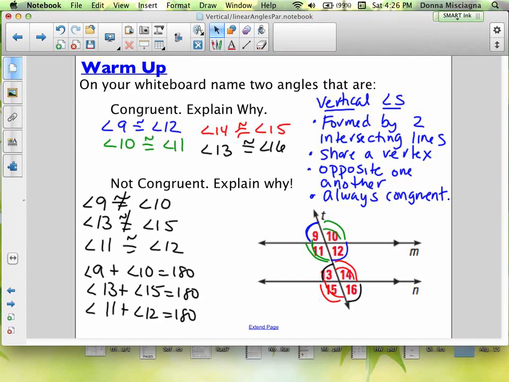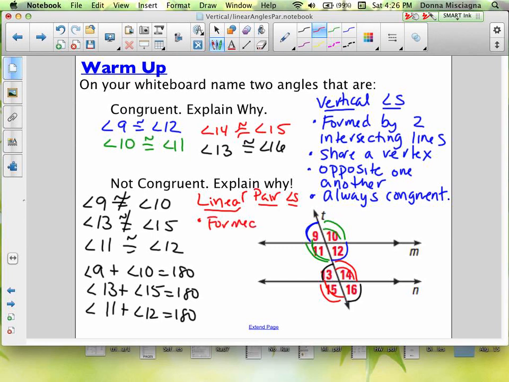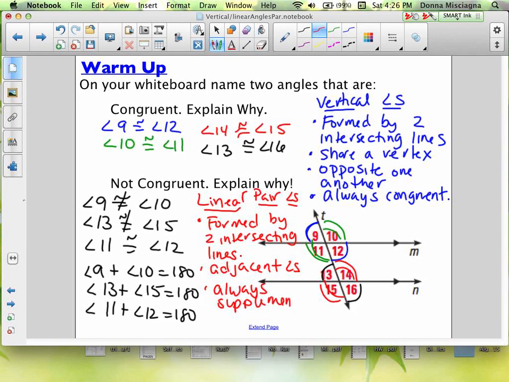And let's talk about linear pair angles. We learned in the last lesson that linear pair angles also formed, let me rewrite that a little nicer. Looks like it's written in another language. When I'm writing, I can't see the words go up until after they're there. So linear pair angles are also formed by two intersecting lines. They're adjacent. Right, so that means they're next to one another. And very important, they are always supplementary, which means they add to 180 degrees.